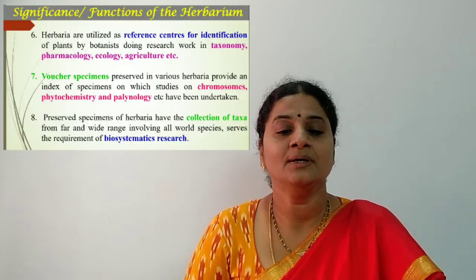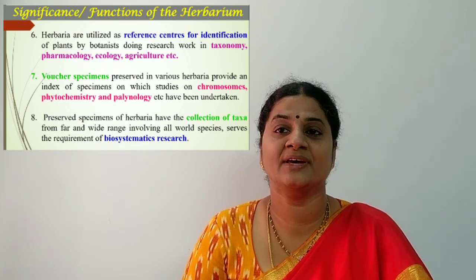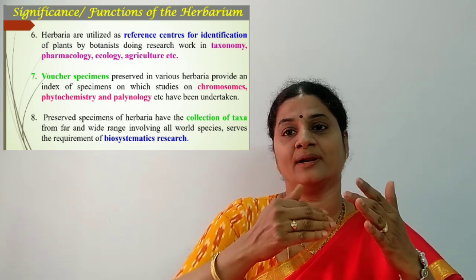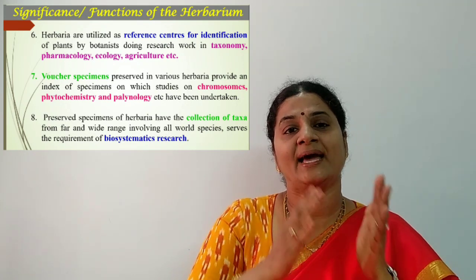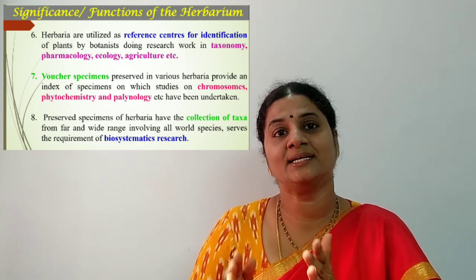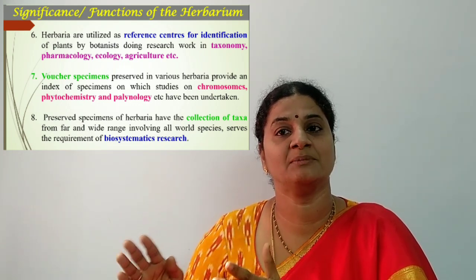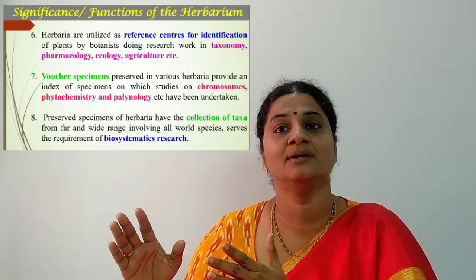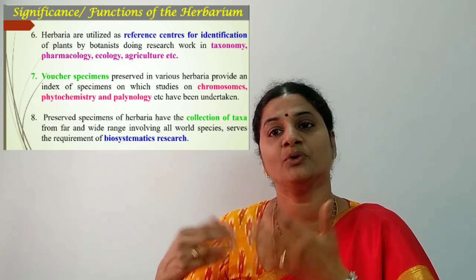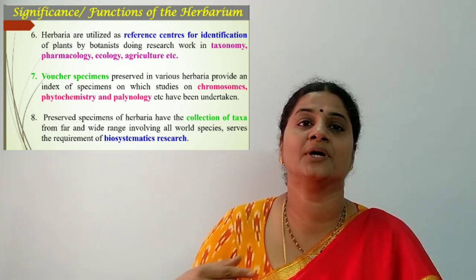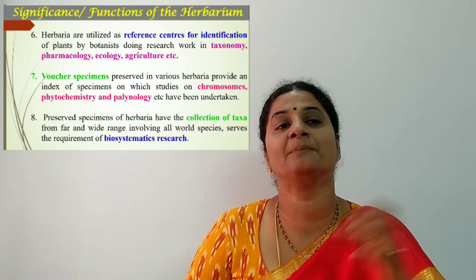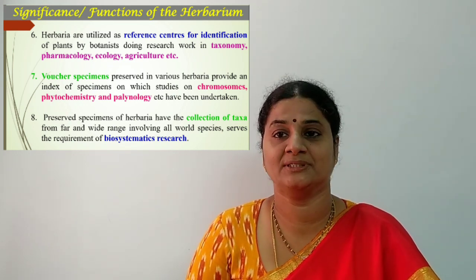It is their duty to properly give the authentication and identification of the particular species that you are interested in. So the voucher specimens are preserved in various herbaria. Whatever specimens we are preserving, they have an index telling on what plants research has been done, like chromosomes, phytochemistry, palynology. Whatever it has undergone, it will have an index. If you want to go for future research, you can go to herbaria, and to decide which plant to pick up, you can have the easy information there.